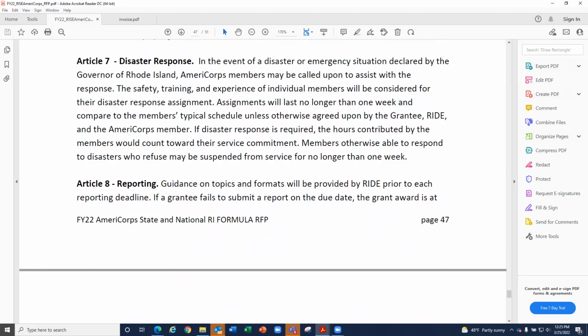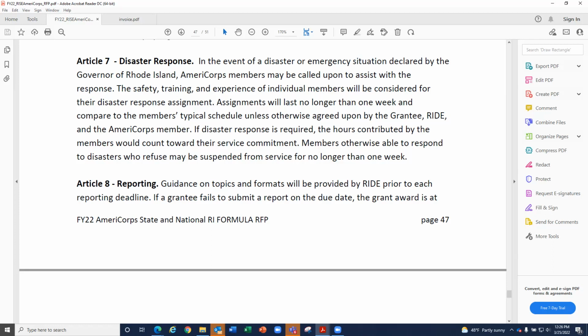One of the other expectations that we have in the terms and conditions is related to disaster response. So this has not come into play in many years, even with the COVID pandemic being a disaster, we did not enact this. But Americorps fundamentally is about serving the state. And so we do have a clause in here that if the governor asked, they can call on Americorps members to participate in emergency relief services.